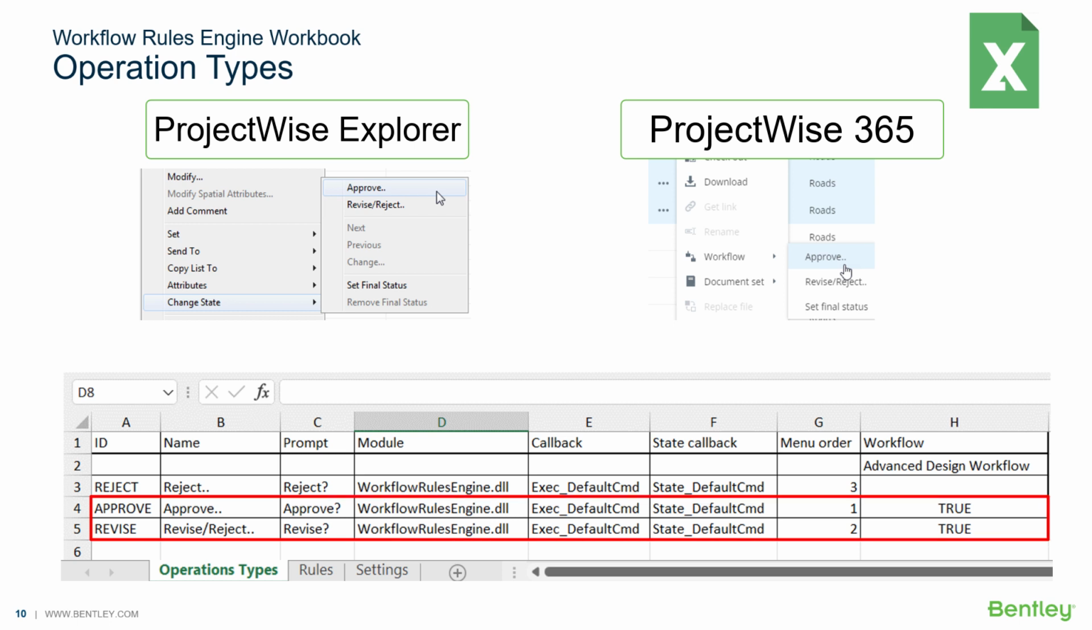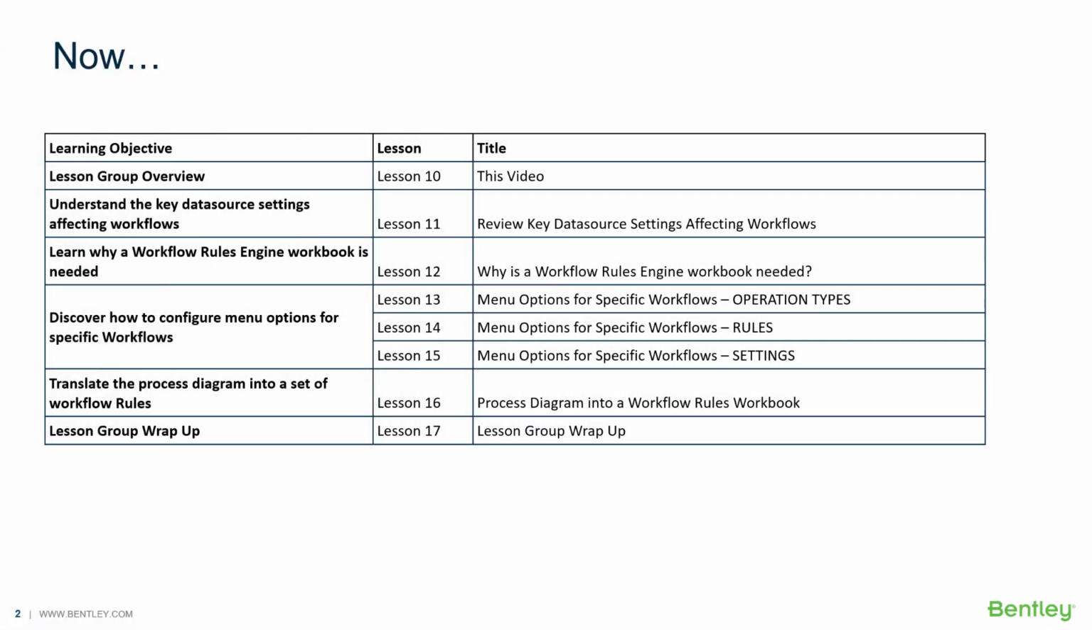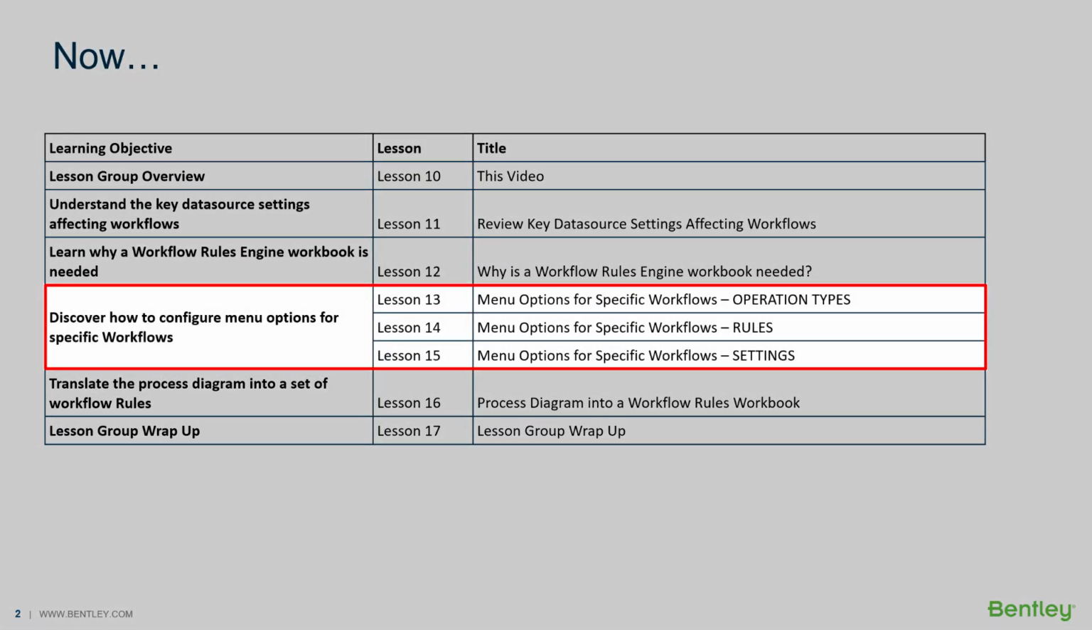In this example, approve and revise have both been enabled as actions for the advanced design workflow. Reject is a valid operation, but has not been assigned to the workflow yet, so it will not appear in ProjectWise Explorer. We continue to dig into the workflow rules workbook to discover how to configure menu options for specific workflows. In this video, we examine the operations types worksheet. In the next video, we will continue our workflow rules workbook adventure by examining the rules worksheet.